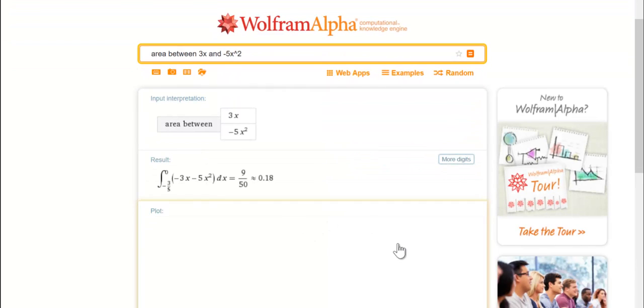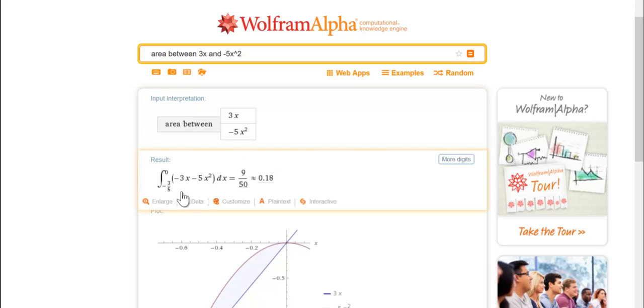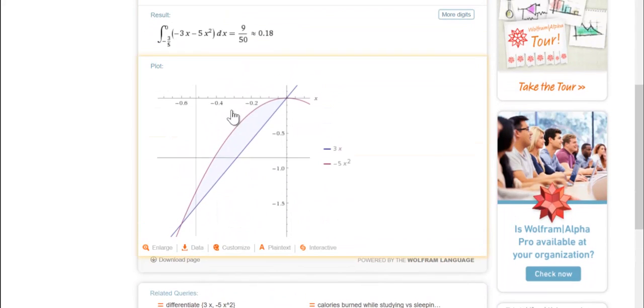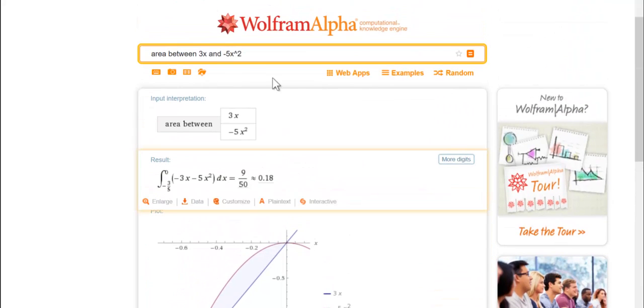It thinks for a minute. It tells you area between 3x and negative 5x squared. Notice it set up the integral from negative 3/5 to 0. It told us my answer, and it did a nice little graph for us. So again, if you don't have a graphing calculator, you can do this.